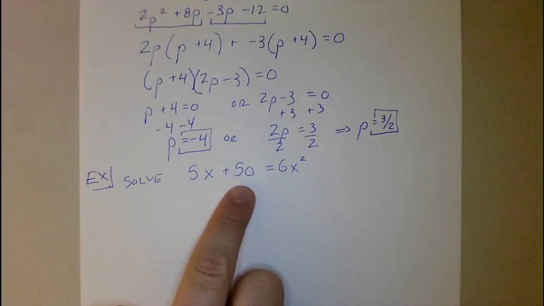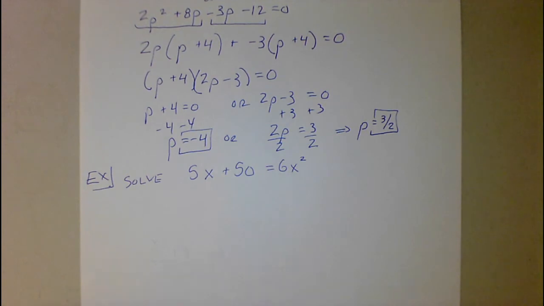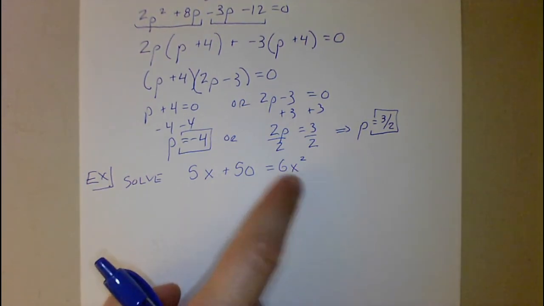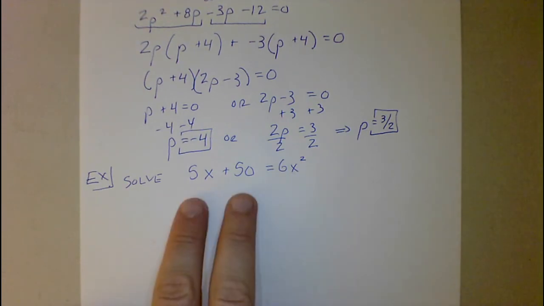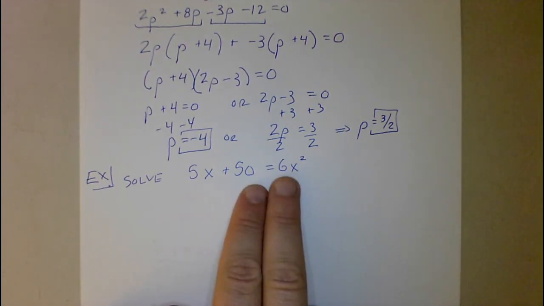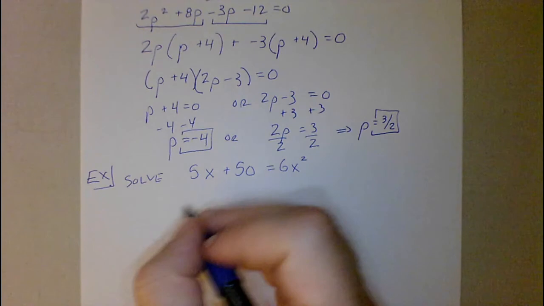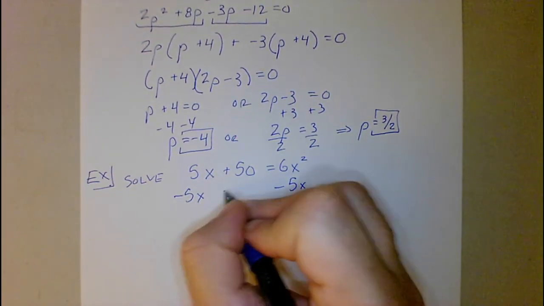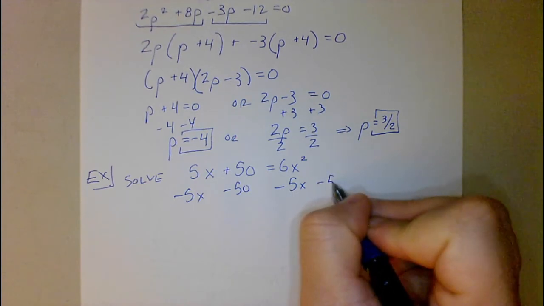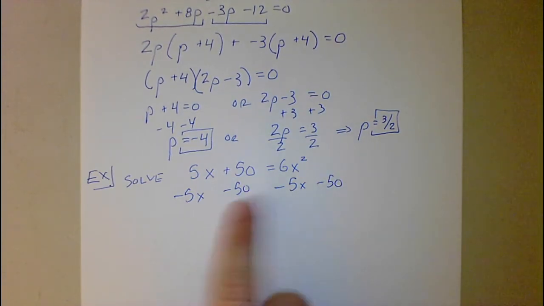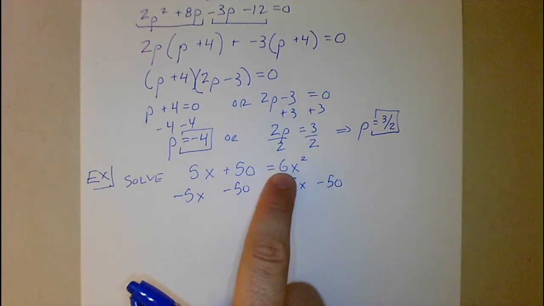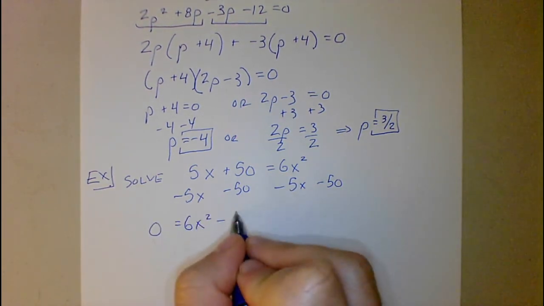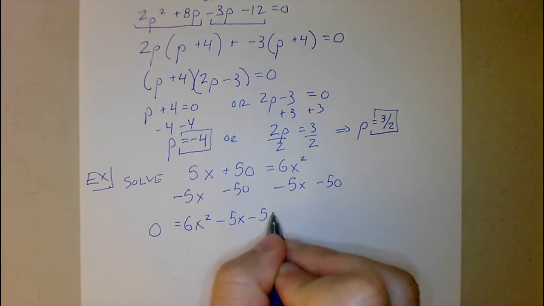I got 5x plus 50 equal to 6x squared. What number times 5 and then plus 50 will equal that number squared multiplied by 6? What I'm going to do, I like my leading coefficients to be positive. So as a personal preference, I'm just going to subtract 5x from both sides, and I'm going to subtract 50 from both sides. I just prefer having my leading coefficient being positive. So 0 equals 6x squared minus 5x minus 50.